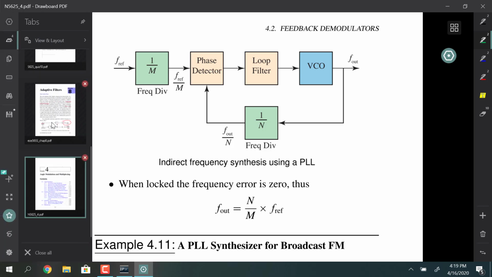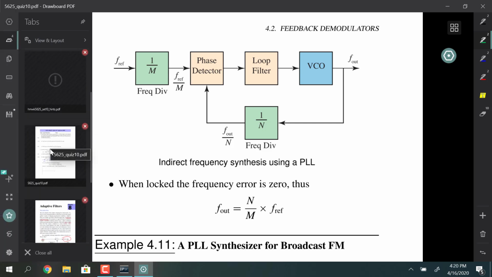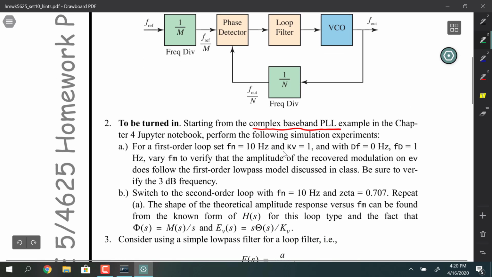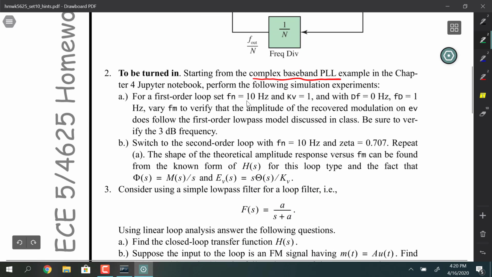But I want to briefly talk about what you're doing in the second problem you're going to turn in. So I'm going to want you to set a loop up, a first order loop and a second order loop, do all these parameters, and then you're going to put in sinusoidal modulation of varying frequencies so that you can estimate the recovered modulation amplitude EV that's at the output of the loop filter before you go into the VCO.